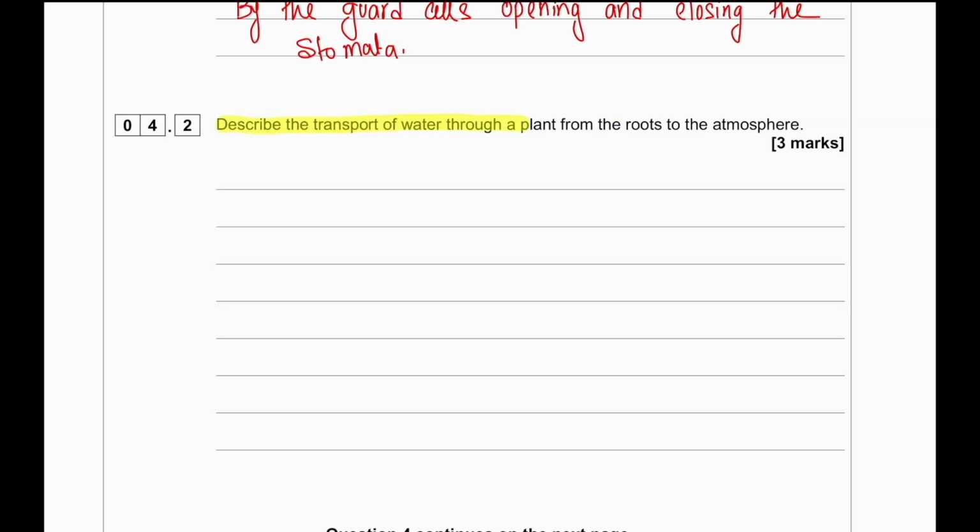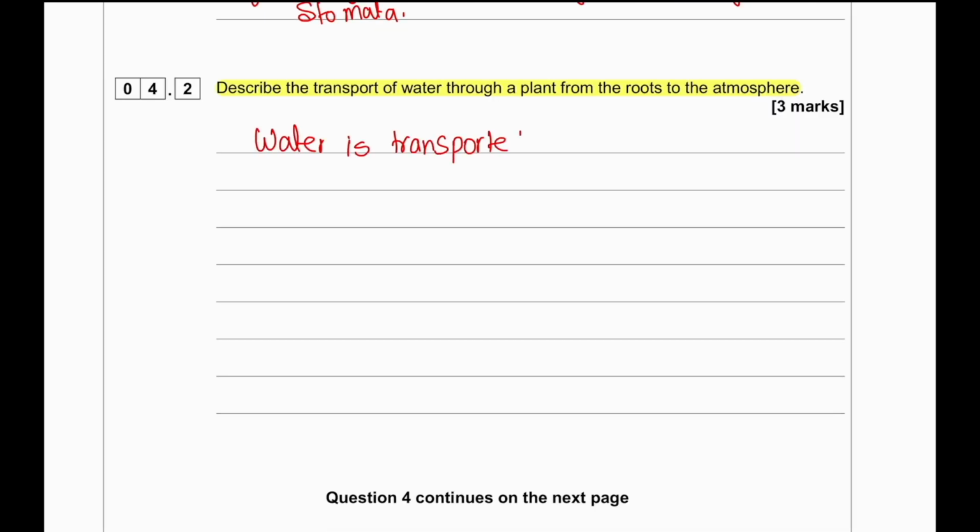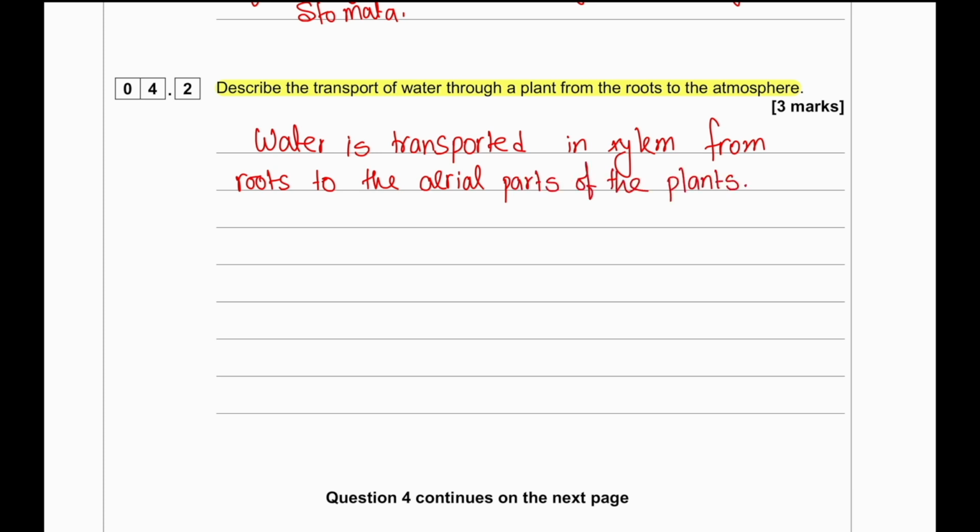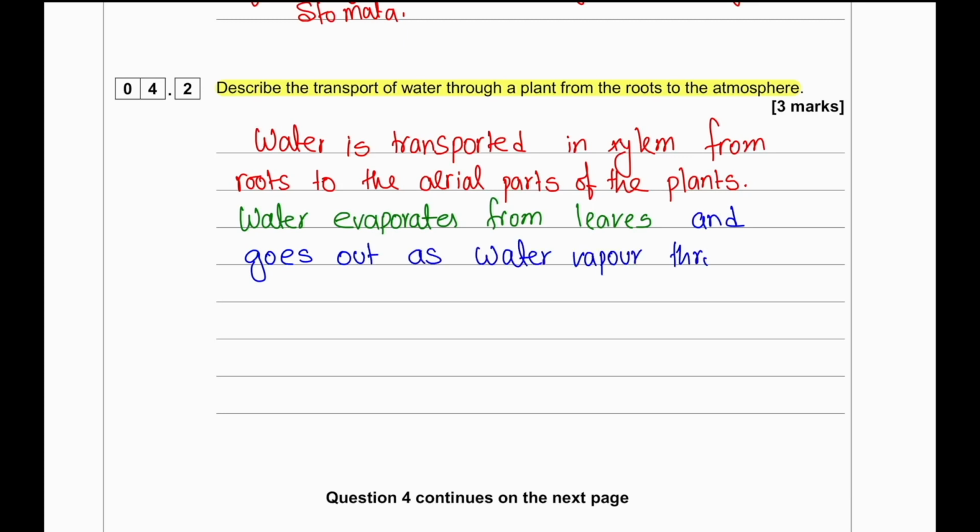Describe the transport of water through a plant from the roots to the atmosphere. So water from the root is transported through the xylem to the aerial parts of the plant. And in the aerial parts of the plant, water evaporates from the leaves through the stomata into the atmosphere.